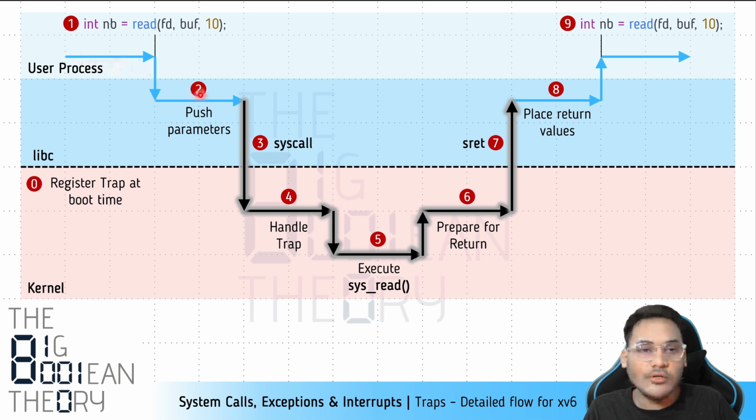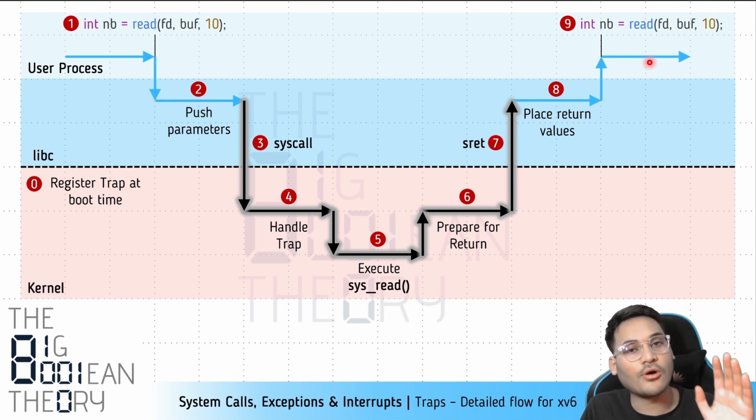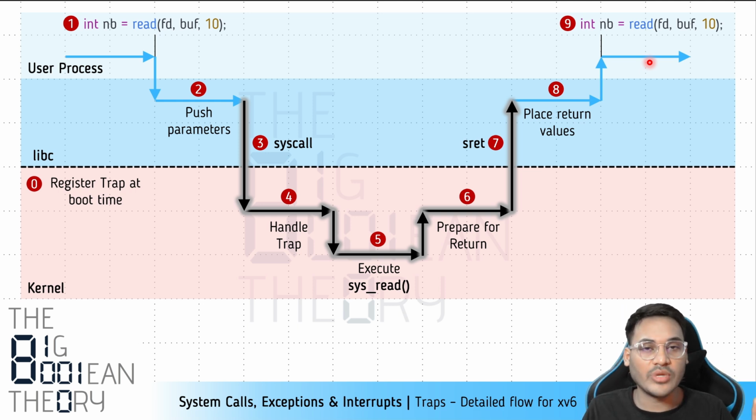So steps 1, 2, 8, and 9 are where the user process is executing. In between step 2 and step 8, the user process is halted. The trap is basically dealt with. And once the trap has been dealt with, the control is given back again to the user process. So this is the path that we are interested in this video, right? This is the part where the trap is being handled. So this was about system calls.